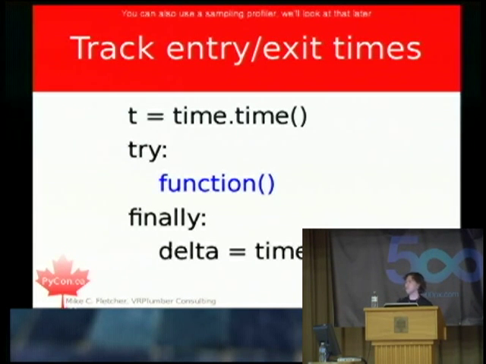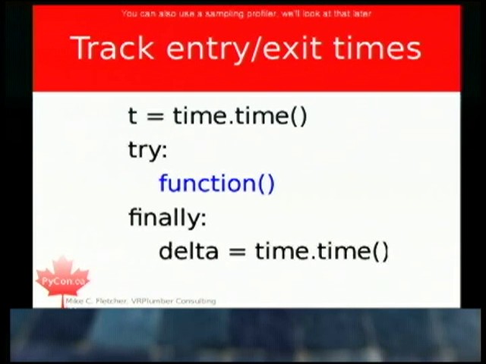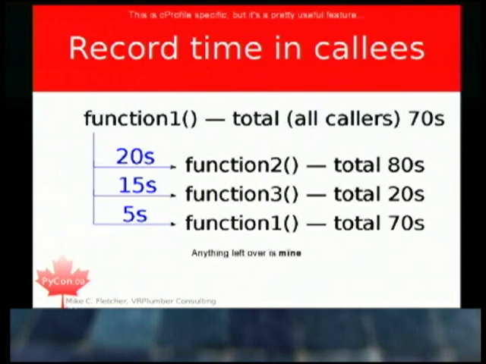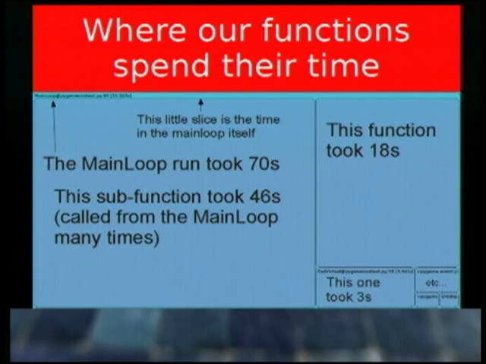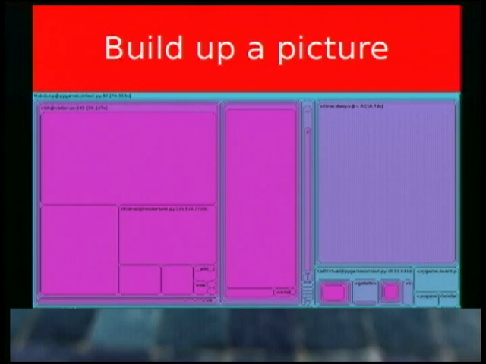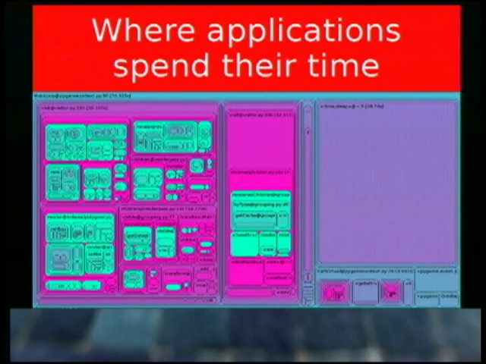And as you do that, you track the time that you enter and exit each function. And for the Python common profiler, cProfile, we also track how much time each function spends in every function that it calls. And what that allows us to do is to see where our function is spending its time. So the overall function spends a few seconds in this function, a few seconds in that function, and a few seconds in that function. And we do that for all of the functions in the application. Then we can build up a picture of where the whole application is spending its time.